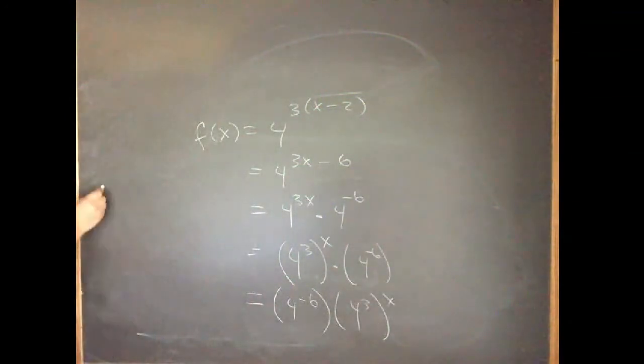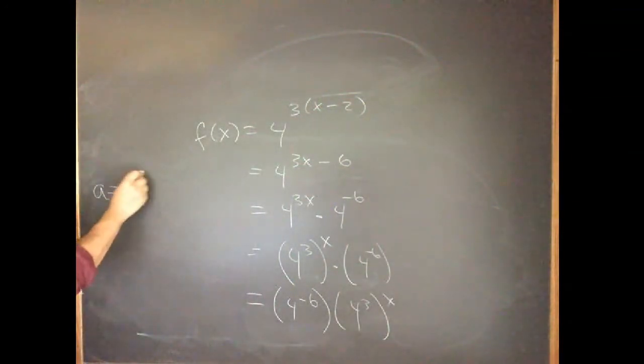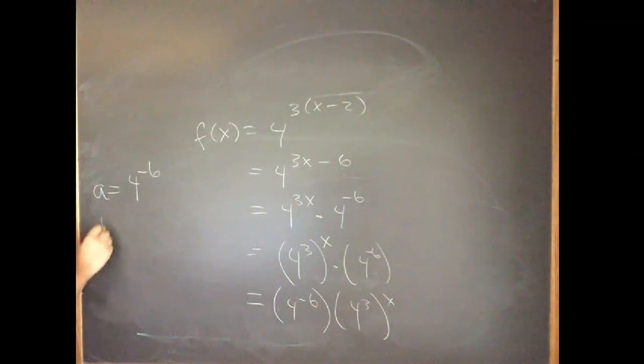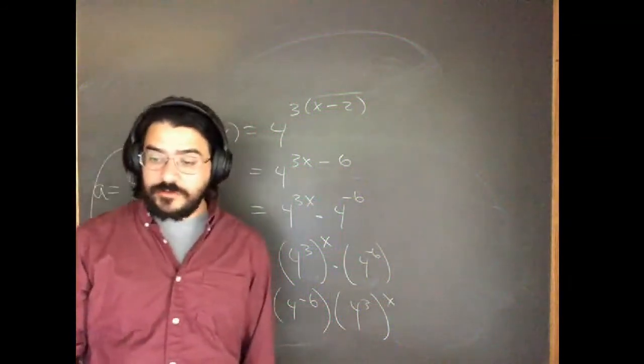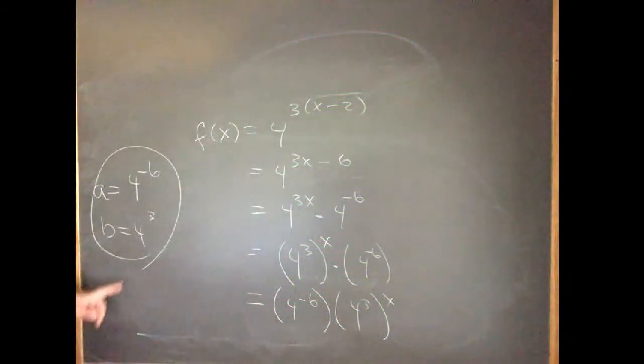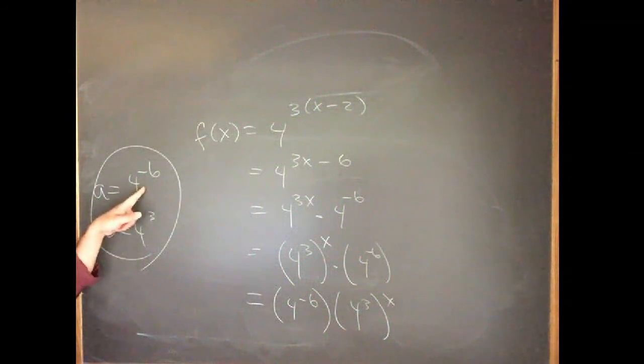So here, what we can see is that the a is 4 to the negative 6, and the b is 4 to the 3, okay? So this is an example of an exponential function, and you're multiplying by 4 to the power of 3 every time. And the initial value of the function is 4 to the negative 6, okay?